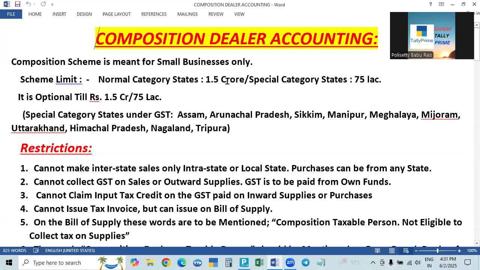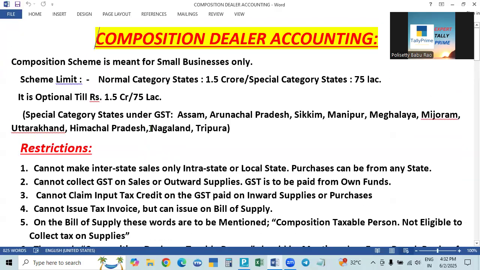So if the turnover crosses these limits, they have to change to the regular scheme. Up to this limit, that is up to 1.5 crore or up to 75 lakhs, it is not compulsory that you must be in the composition scheme. It is optional. If you want, irrespective of this limit, you can take up the regular scheme. It is optional to take up the composition scheme up to this limit.